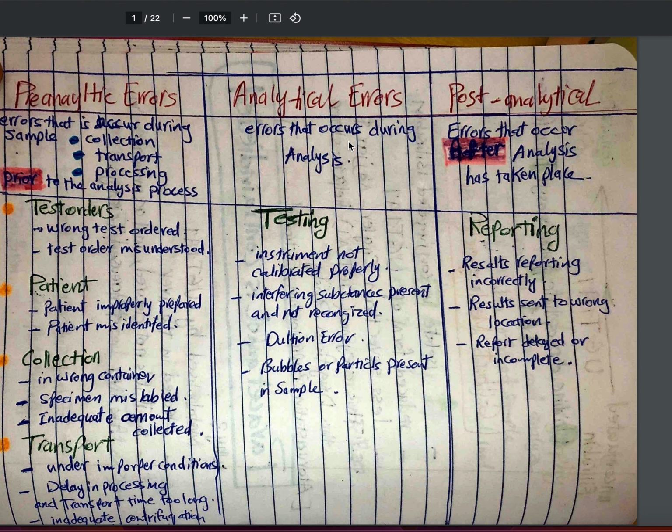Post-analytic errors are the errors that happen after the analysis, like reporting results inaccurately, or the results being sent to the wrong location. Maybe the results themselves are wrong, or sent to the wrong location, or the report is delayed or incomplete. All these errors are called post-analytic errors. So pre-analytic errors refer to the test order, the patient, the collection, and the transport. Analytic errors are what happens inside the sample, and post-analytic errors are in the reporting of the results.